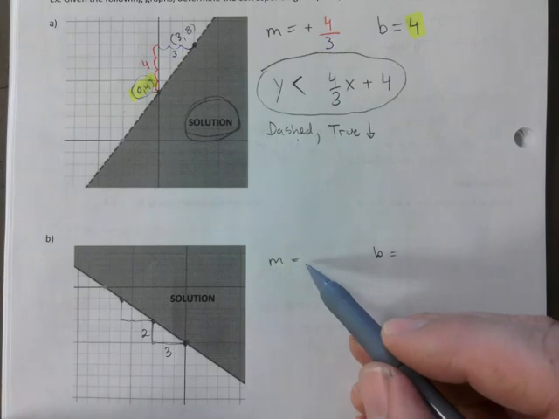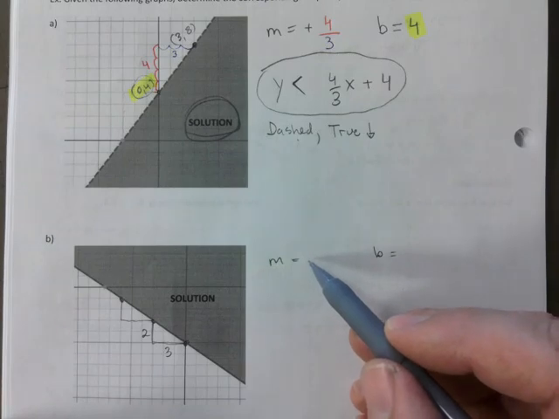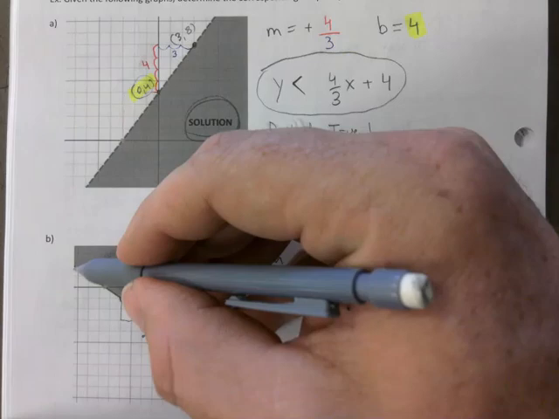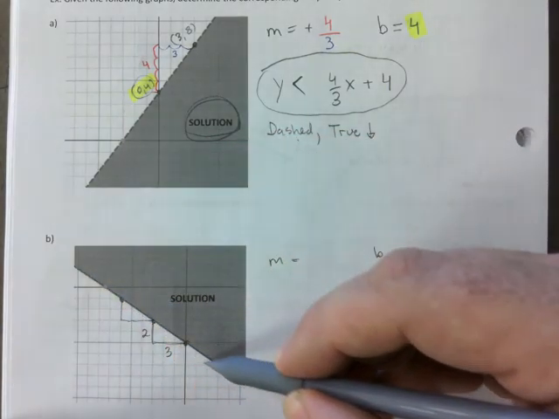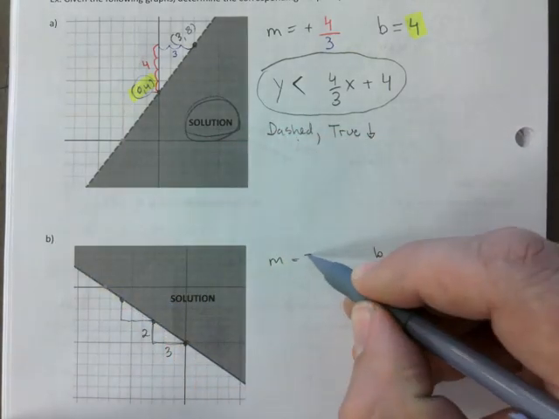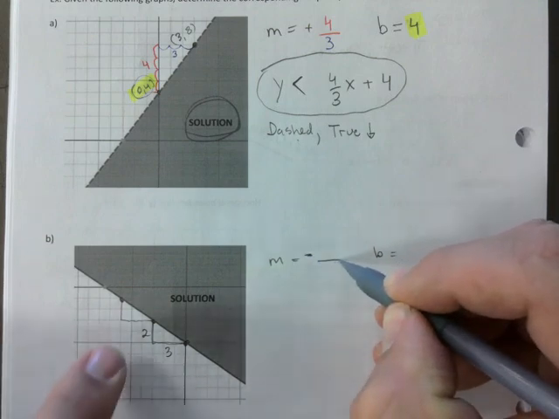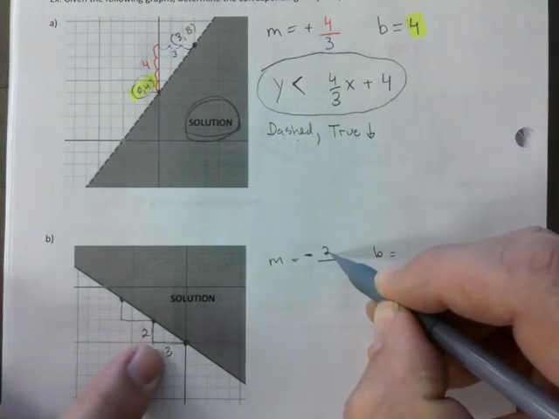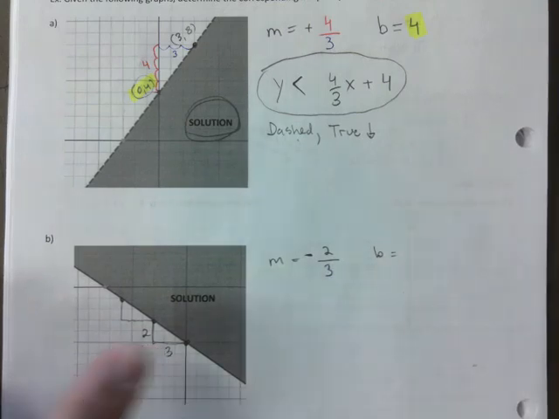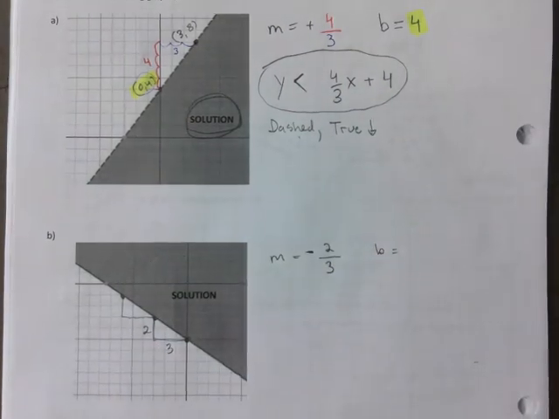What kind of a sign will my slope have? If you look at the line, from left to right, it's going down, right? So it's going to be a negative. My rise is 2. My run is 3. So that is the slope of the line.